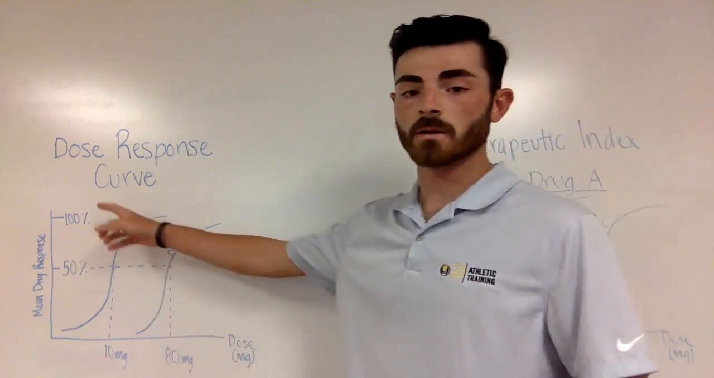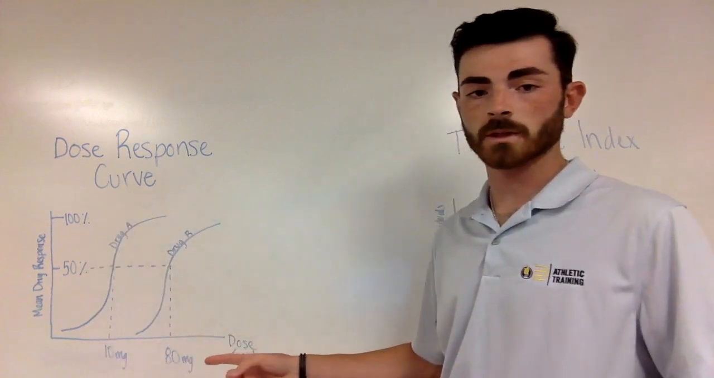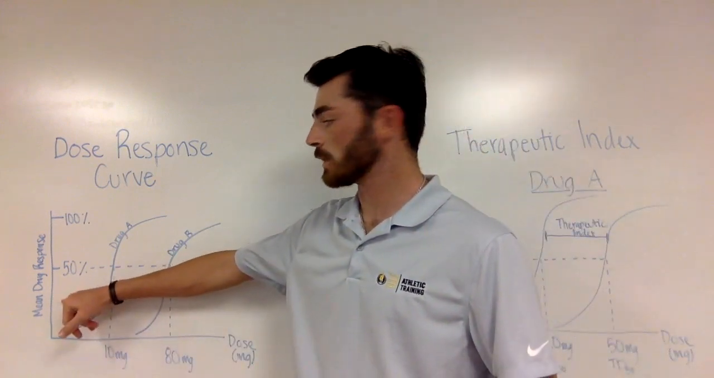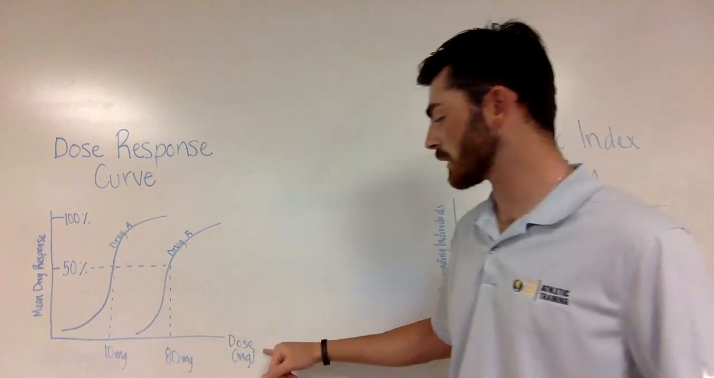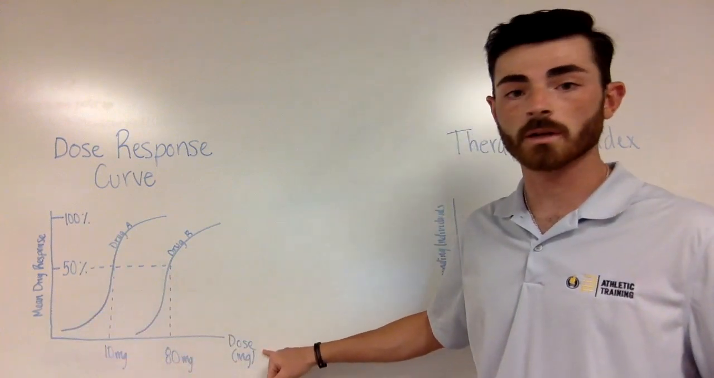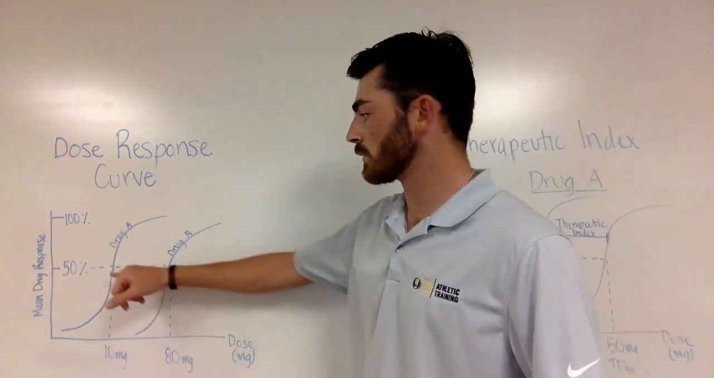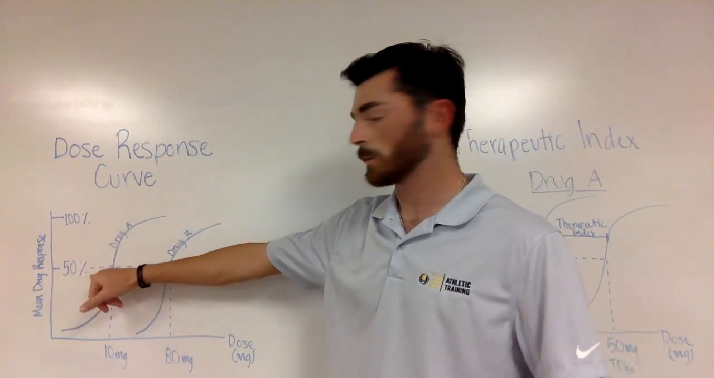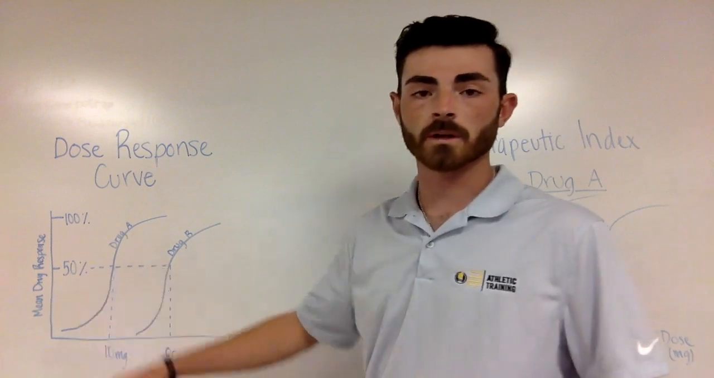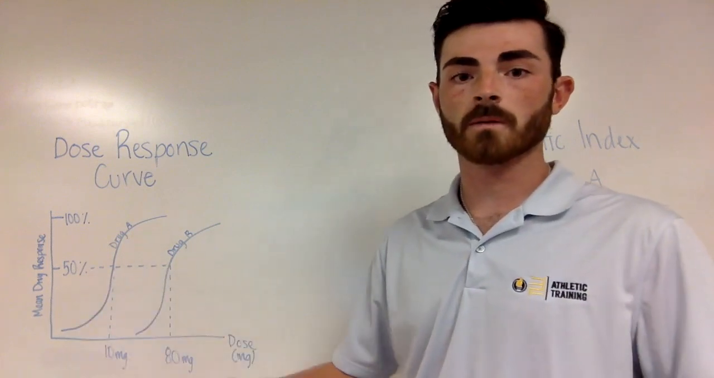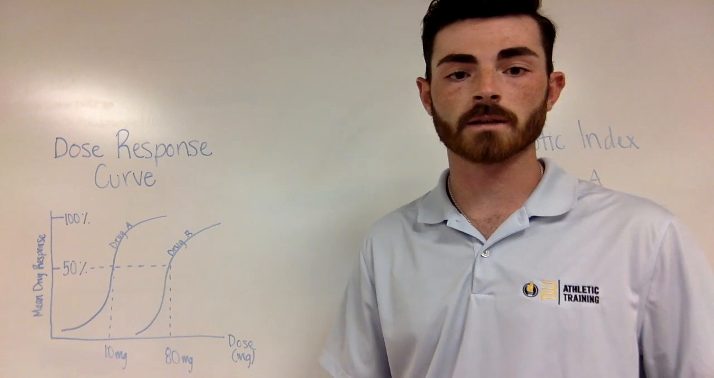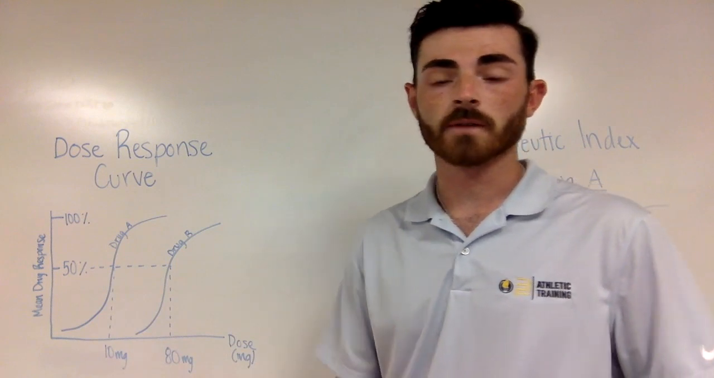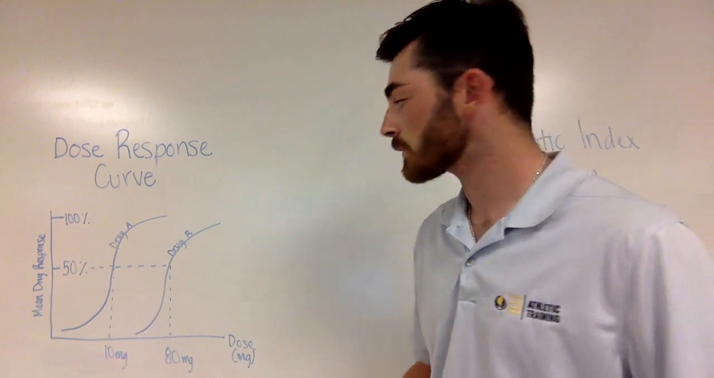So basically you're going to start here just like drawing an ordinary line graph. Your y-axis will be the mean drug response, and the x-axis is your dose in milligrams. So we have the 50% and the 100% markers up here. 50% is the important one just because we want to know the dosage that it takes for each drug in order to produce the desired effect.